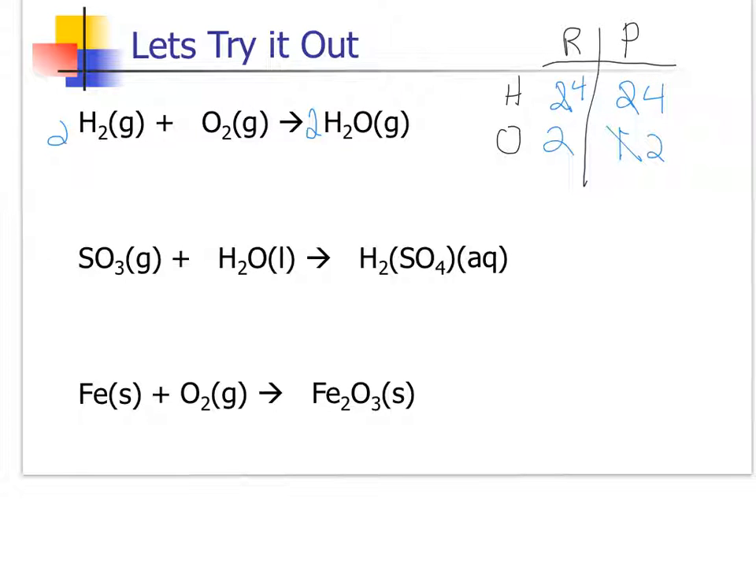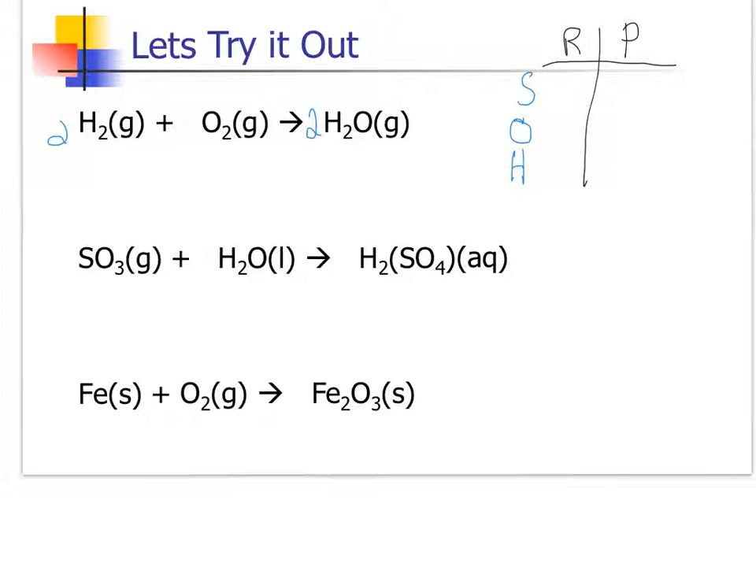The next one has us taking sulfur trioxide gas and then bubbling that through some liquid water to form sulfuric acid. So when I go and make my chart, I need to actually separate everything out. I need to have my sulfur, my oxygen separated, and my hydrogen separated out.